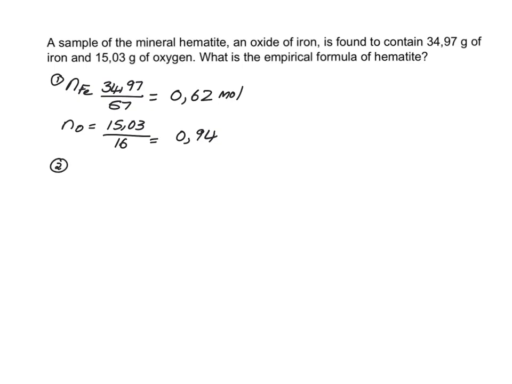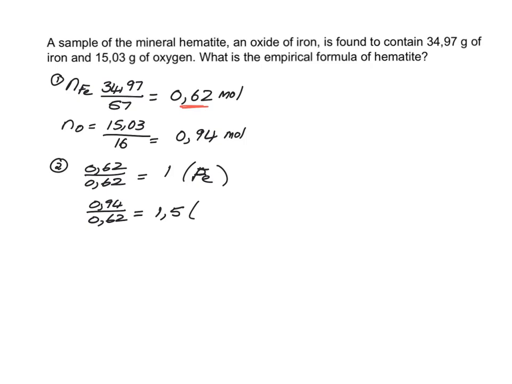Remember the second step, dividing through by the smallest number of moles, which is clearly this. So we're going to say 0.62 divided by 0.62, and we get 1. So that's my iron. And then 0.94 divided by 0.62, I get 1.5, and this is my oxygen.